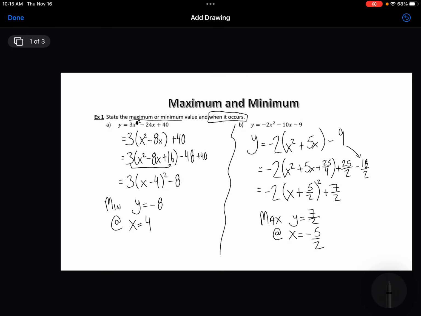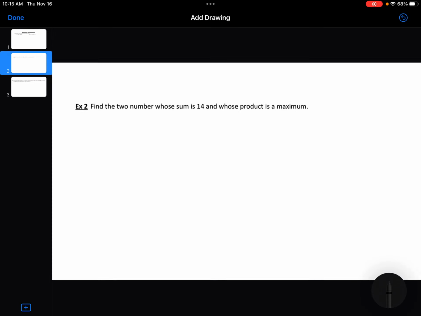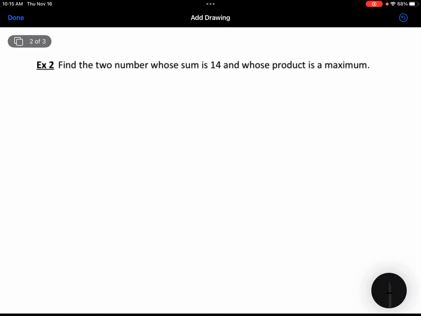Okay, so let's apply these. Let's look at a couple of examples on how this actually applies. When you're doing these examples, you have to have a let statement, you have to have a therefore statement. So if I read this, find the two numbers whose sum is 14. That means two numbers are adding to 14.